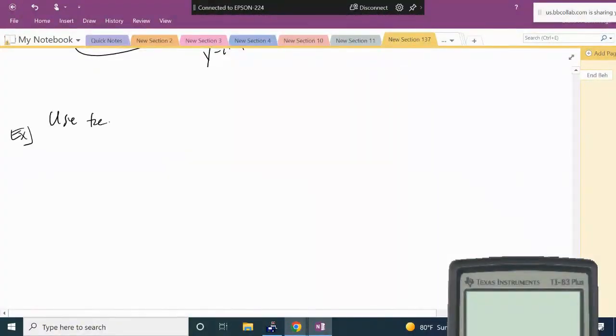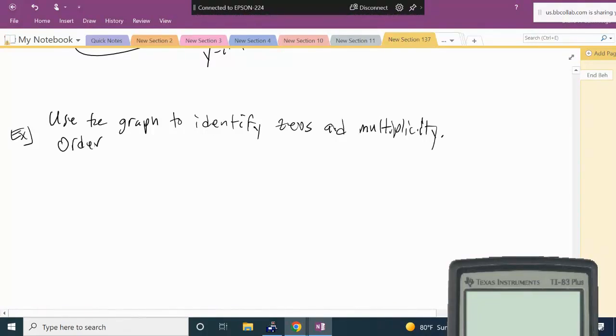So the directions tell us to use the graph to identify zeros and multiplicity. Okay, and when you're putting them in, you have to be specific. It wants us to order your zeros from smallest to largest, or from least to greatest.